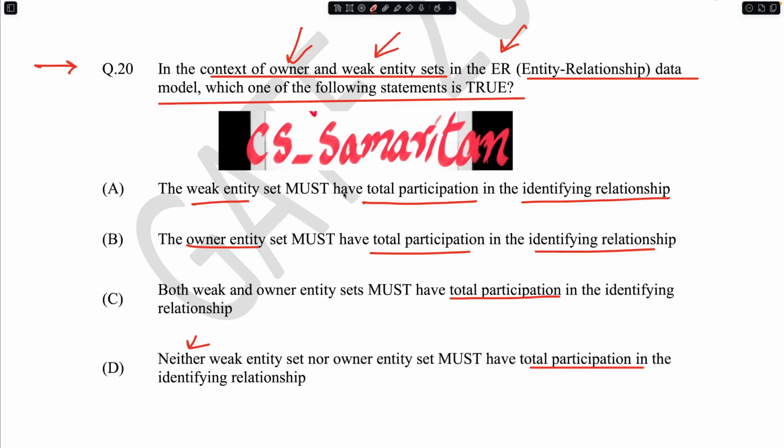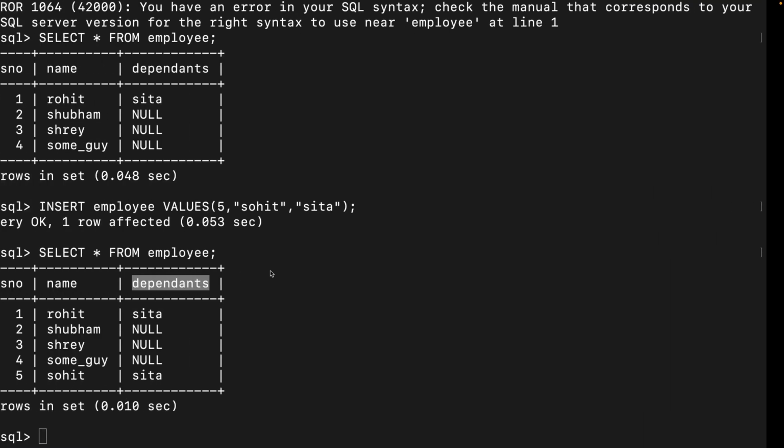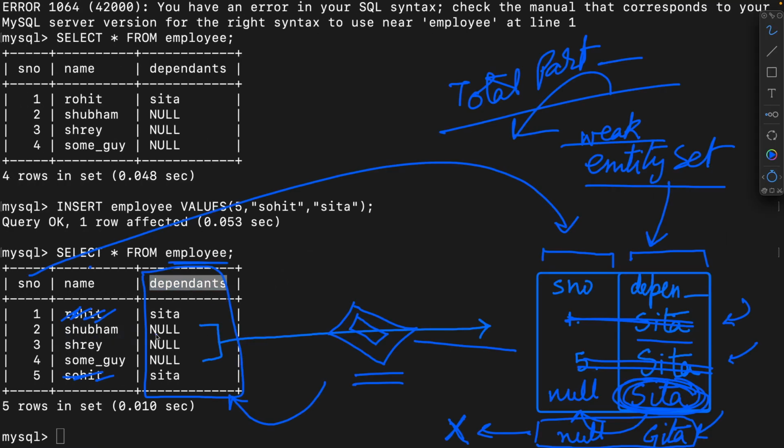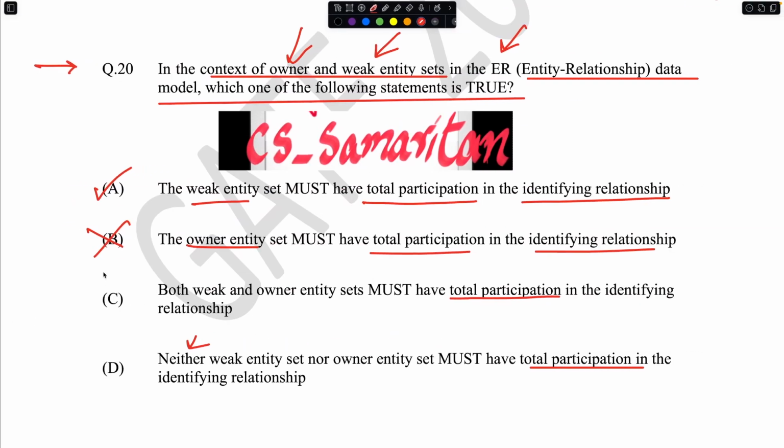The weak entity set must have total participation in the identifying relationship, right? That is exactly the kind of case which exists, because there is an existential dependency, right? That is why this statement is true. So this existential dependency concept of weak entity sets is something that they are judging whether or not you know, right? The first statement is correct. The second statement says that the owner entity set must have total participation in the identifying relation. Not really. There is no requirement. Suppose for instance over here Shubham exists, right? There is no dependent corresponding to that, so total participation is not present, right? So this is not correct.